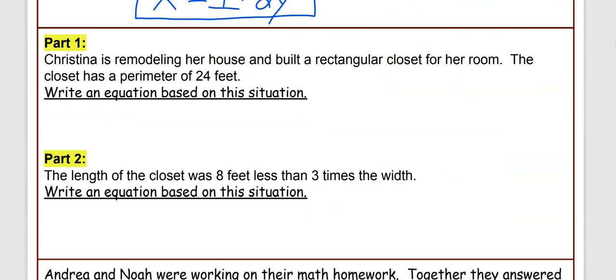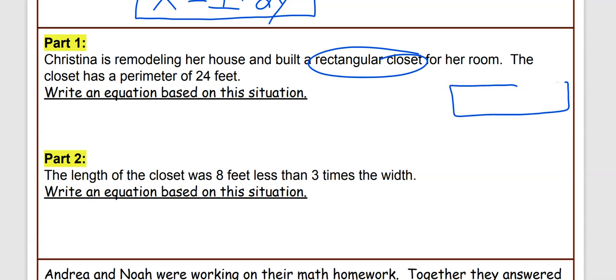Now we have a geometry problem. Christina is remodeling her house and built a rectangular closet for her room. The closet has a perimeter of 24 feet. If we reread it again, we know we have a rectangular closet. Let's take it back to middle school and even elementary school. With rectangles, we know we have two dimensions. Those dimensions are referred to as the what and the what? Width and the length. Length and width. Usually we say the longer side is L and the shorter side is W, and it doesn't really matter, but we'll stick with that.